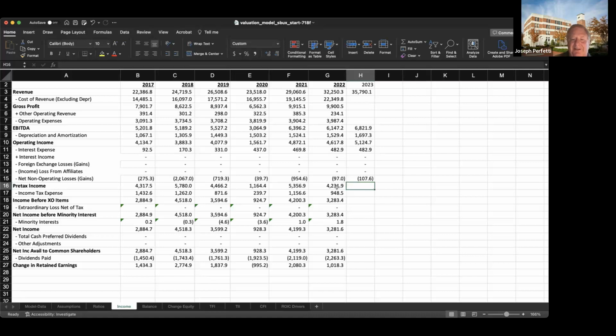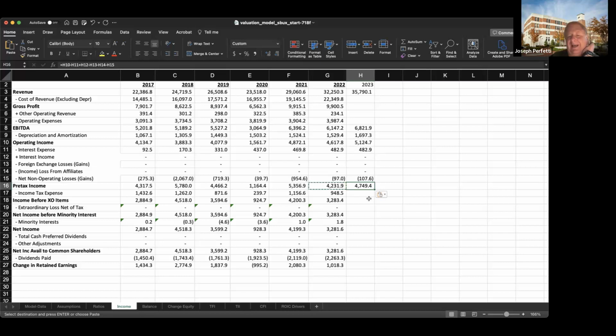To make your life a little bit easier, I've already put that formula in 2022. So a simple way to do this, take 2022, copy G16, go to H16, paste that formula. So 4749.4 of forecast pre-tax income for Starbucks in 2023. Everybody get to this point? Questions about any of that?